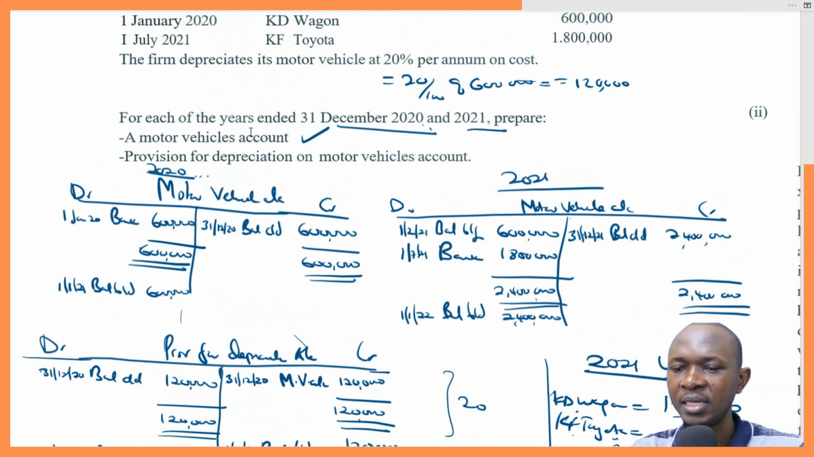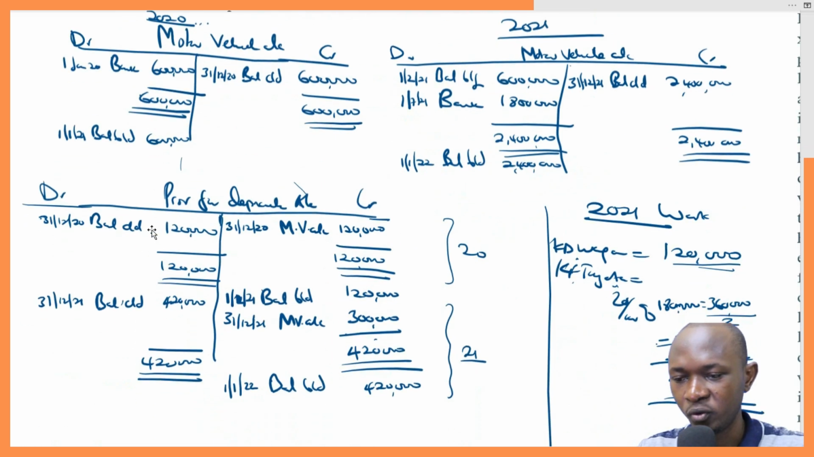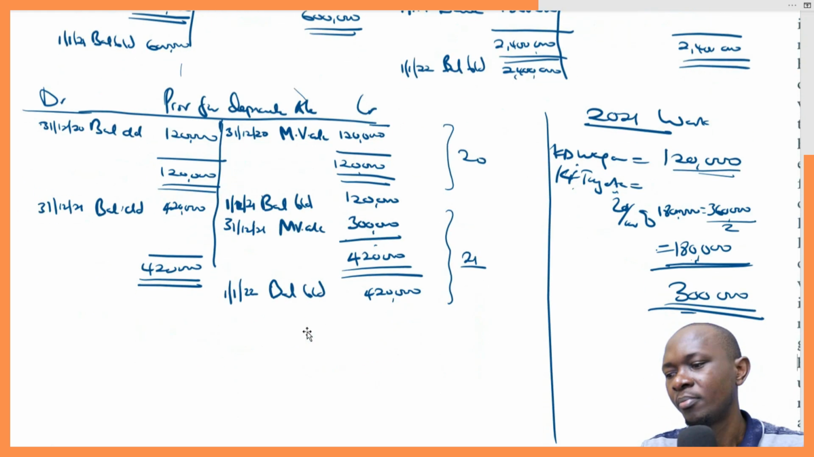The question wanted that we prepare 2020 and 2021 motor vehicle account, which we've done. And then provision for depreciation of motor vehicle account, we prepared for 2020 is here, the first part. For 2021 is here, the lower part.